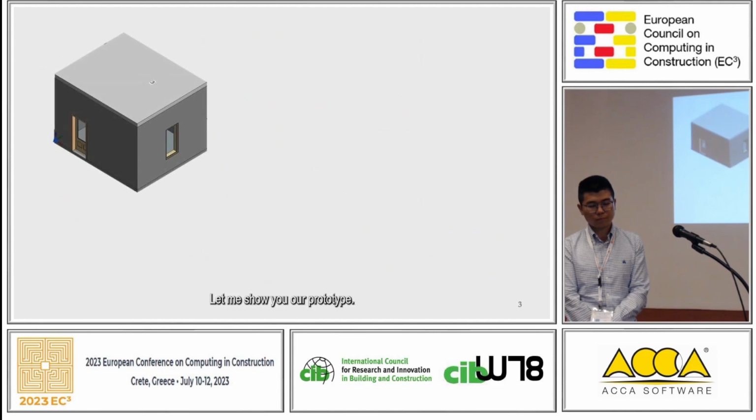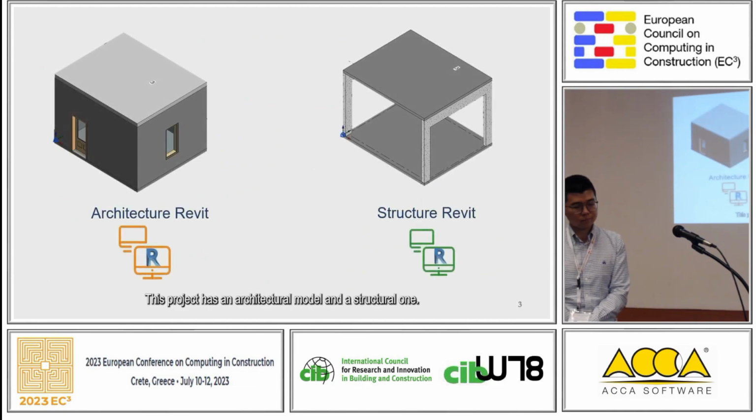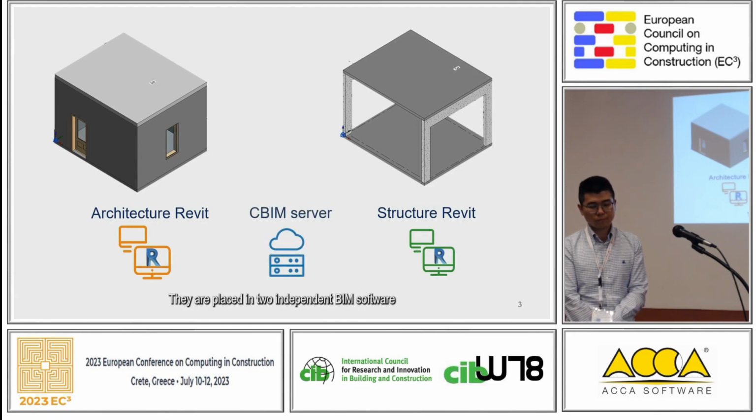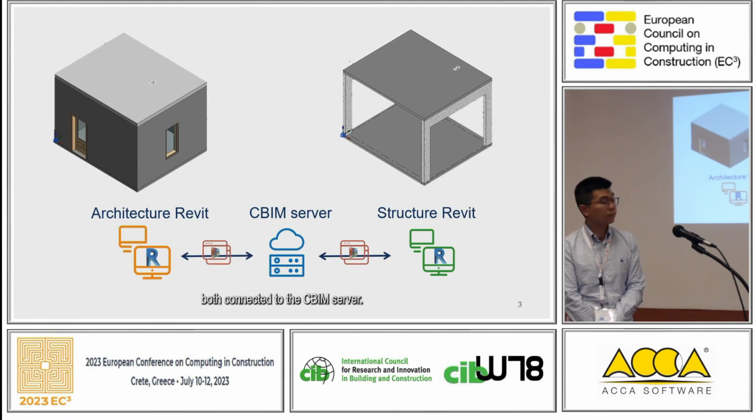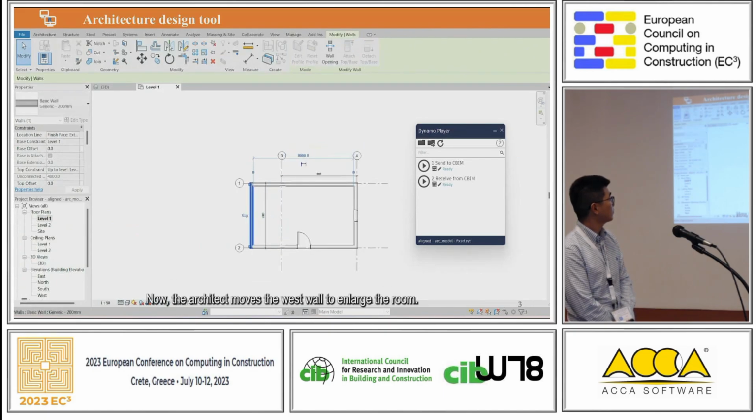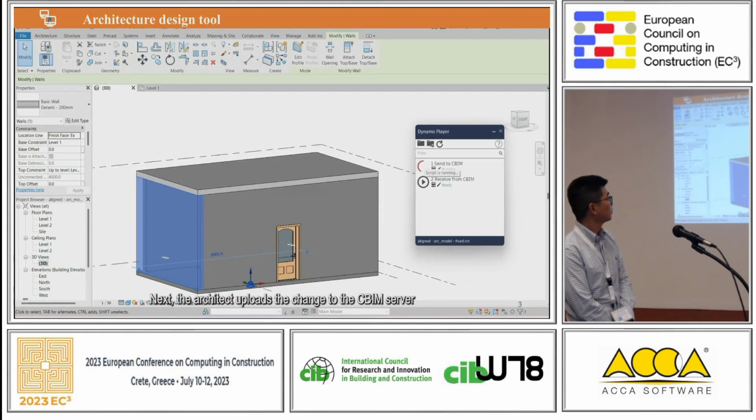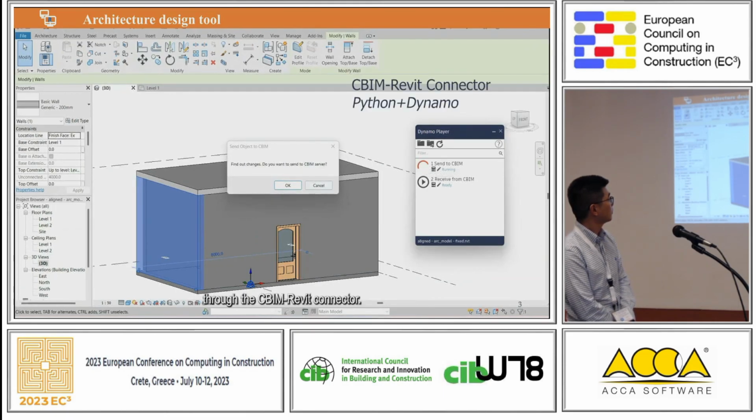Let me show you our prototype. Here is an example. This project has an architecture model and a structure one. They are placed in two independent BIM software, both connected to the CBIM server. Now the architect moves the west wall to enlarge the room. Next, the architect uploads the change to the CBIM server through the CBIM Revit connector.